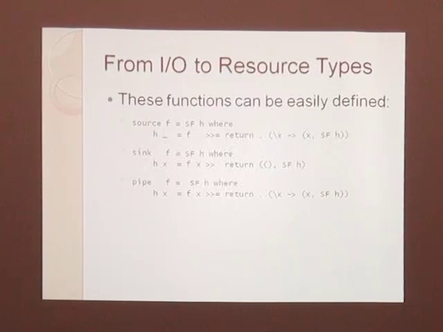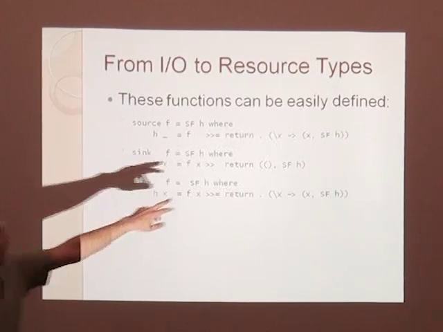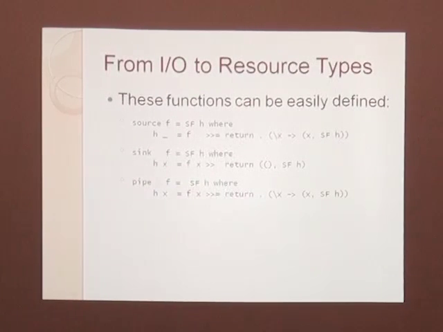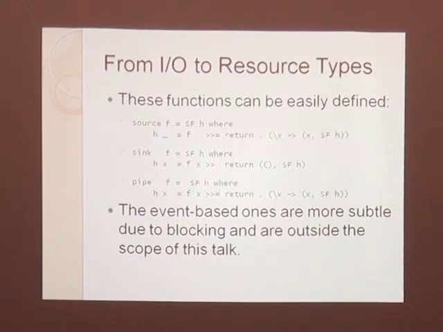With source, if you have some I/O action, then what it's going to do is do that action and return the value that's created plus the signal function again with that I/O action ready to go. So that's here. The value plus the signal function with the same approach. The same holds for sync and pipe. The event-based ones are more interesting. I don't think I'll have time for them, so I won't get into them.